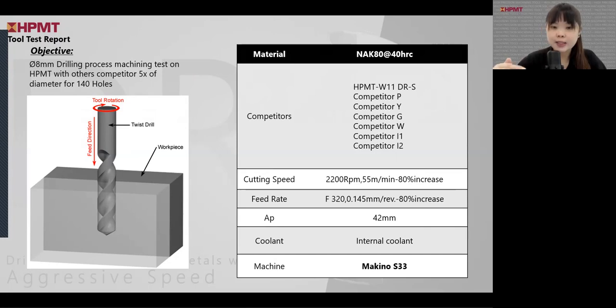And the competitors that we use for benchmarking are 7. So why these 7? Because they are pretty famous brands that if I say the name, you will know instantly. So knowing that they are pretty famous, we use them to benchmark our performance. And all of these cutting tools will use the same cutting parameters to drill on the NAK80.